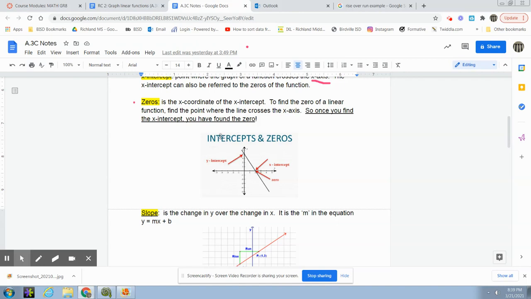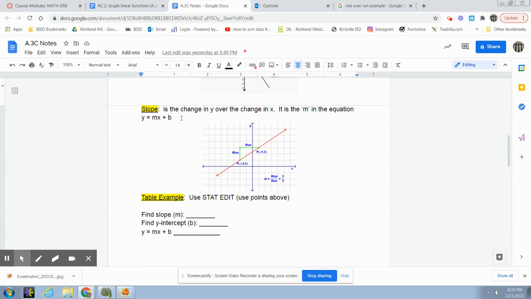Okay, we have another diagram here. We have intercepts and zeros. And we can see the y-intercept on this graph is crossing at 4. And we can see the x-intercept is crossing at 2, which is also the zero. So when y is 0, x is 2. For the y-intercept, when x is 0, y is 4. Okay?